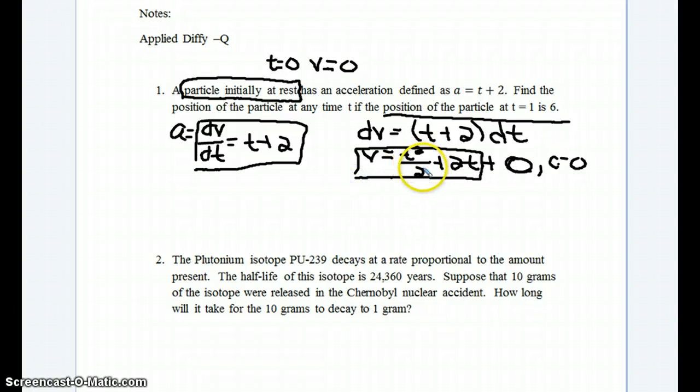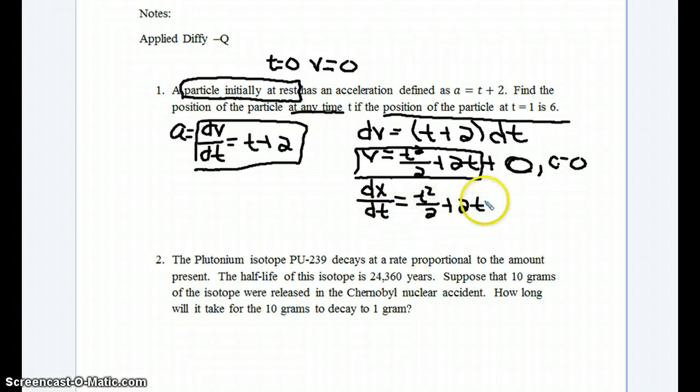And now I can use that to find the position, because it's asking me for the position of the particle at any time t, which means I'm looking for a rule. So here we go. I know that the velocity is dx/dt or ds/dt, however you want to write it. I'll use x. I probably should have used s for standard position, but everybody thinks my s's look like 5, so I'm not going to do it. So dx/dt equals t squared over 2 plus 2t.